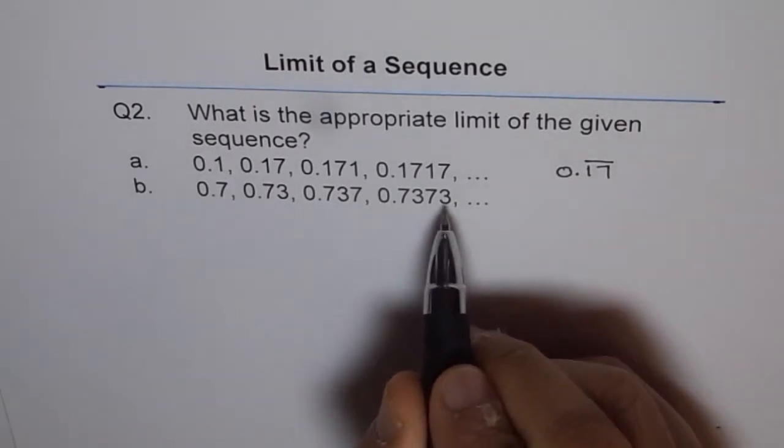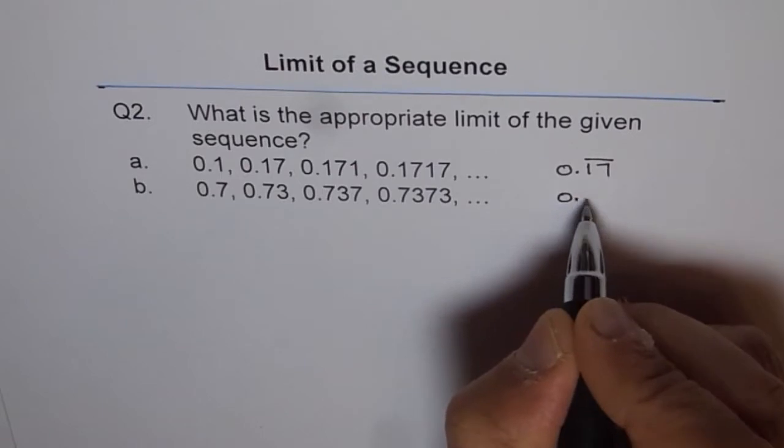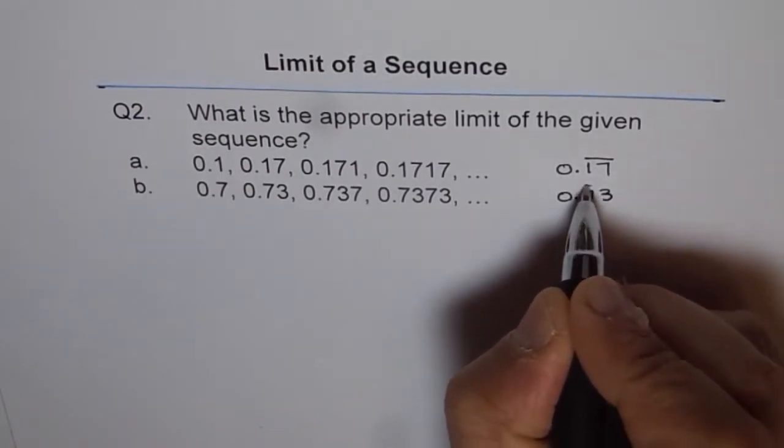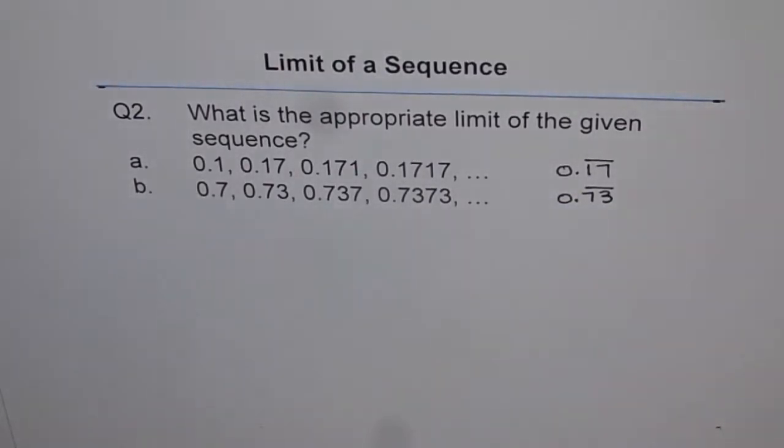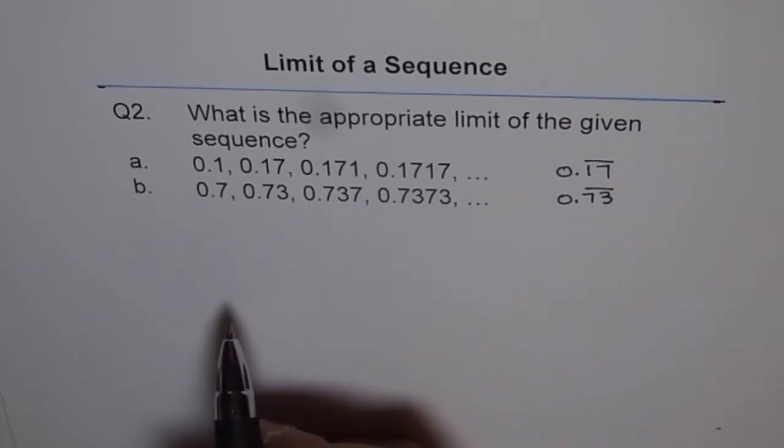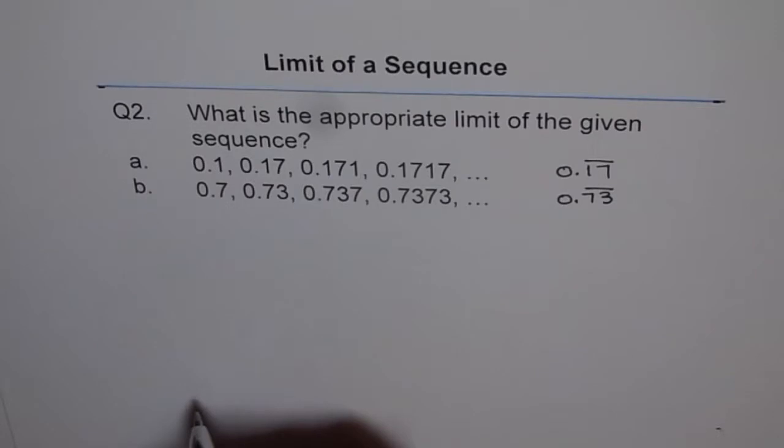Similarly, you can represent the second sequence as 0.73 recurring, right? Because 73 repeats. So that is how we can represent them. Now, to find the limit, I will show you a method of writing this kind of a sequence as a fraction. If I can write it as a fraction, then it'll be easy to find the limit of the sequence, correct? So the whole exercise here is basically to write our infinite series as a fraction.